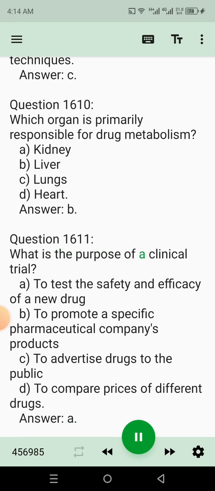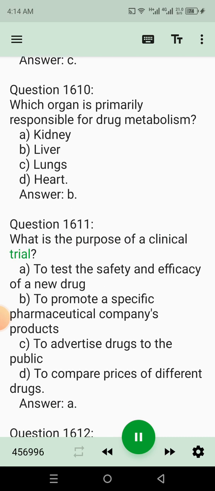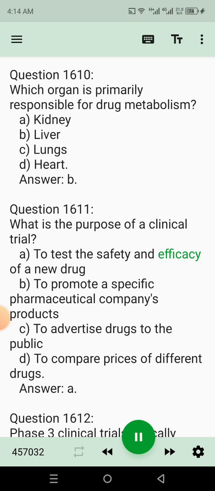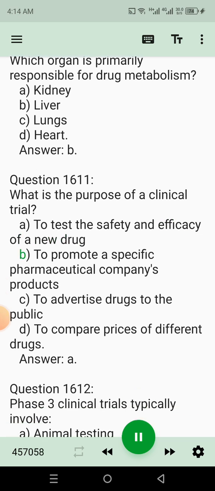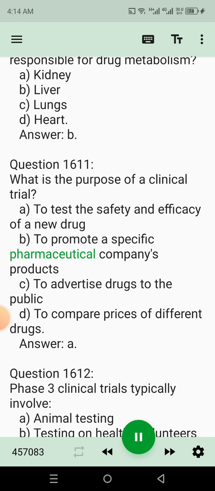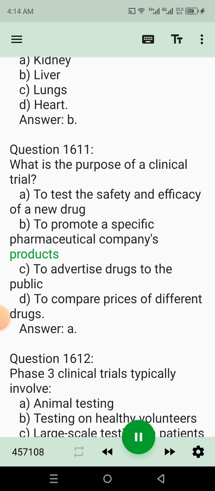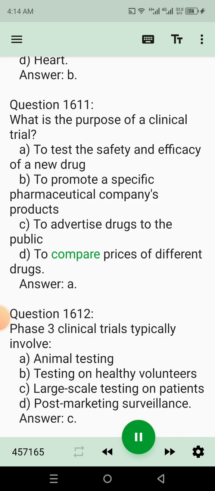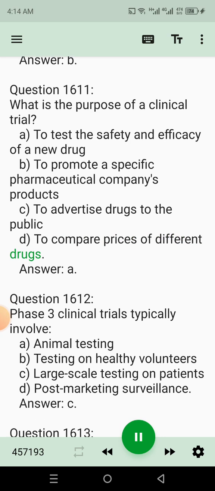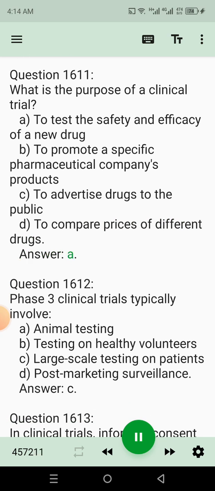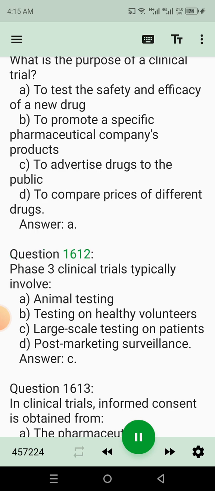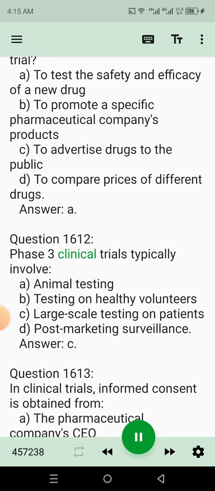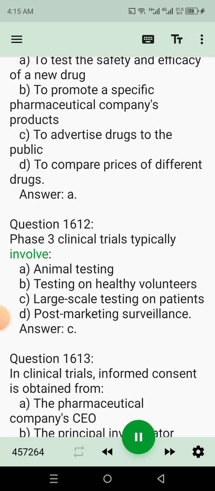Question 1611. What is the purpose of a clinical trial? A. To test the safety and efficacy of a new drug. B. To promote a specific pharmaceutical company's products. C. To advertise drugs to the public. D. To compare prices of different drugs. Answer: A.